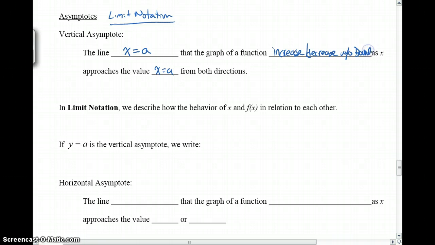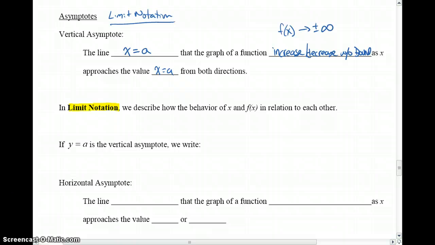What does it mean to increase or decrease without bound? Well, it means that my f of x is going to go to positive or negative infinity. Increase means positive, decrease means negative. So as x approaches some number, it's going to shoot off in both directions, up and down, or both up, both down, one of each. In limit notation, now we start talking about really cool, nifty looking stuff. We describe this behavior of x and f of x in relationship to each other.